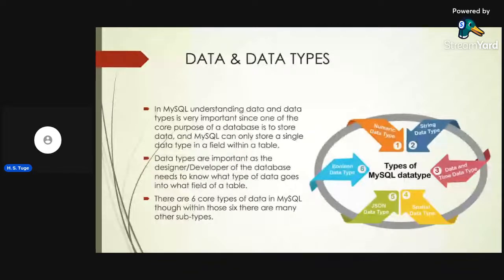Now, you have many types of data, but the core types are numeric, which includes what? Numbers. How many types of numbers do we have? Decimal and what?